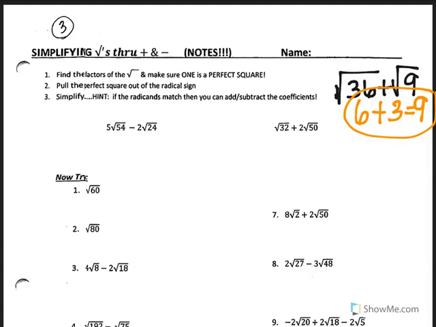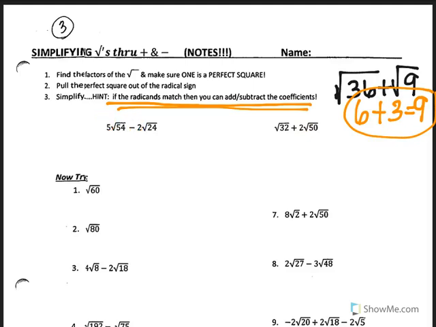Okay? So if they're not perfect square roots, you're going to pull out the radical sign. If the radicands match, underline that, then you can add or subtract the coefficients. The coefficients are these big numbers that are in front. You can circle them if you want to. Everybody understand what a coefficient is? What's the coefficient? The number that's in front. Good. Or on the outside.